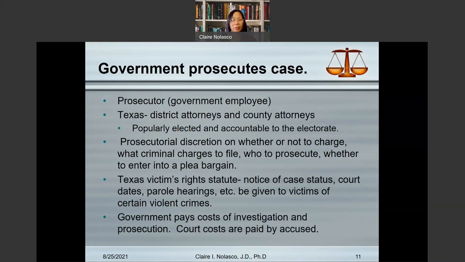The third attribute is that the government prosecutes the case. So it's a prosecutor who is a government employee who decides whether or not to bring charges against the offender. In Texas, the district attorneys and county attorneys are popularly elected and accountable to the electorate. As I mentioned, they have discretion on whether or not to charge, what specific criminal charges to file, who to prosecute, and whether to enter into a plea bargain. And in fact, the government also pays the costs of investigation and prosecution, but court costs are paid by the accused.